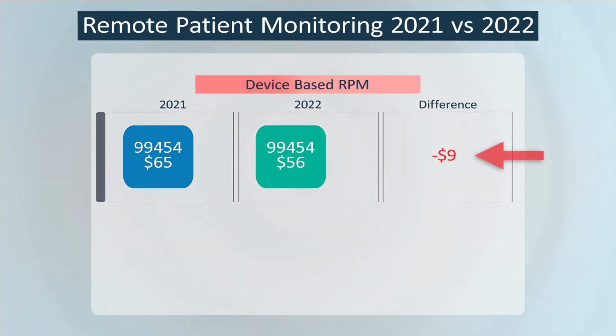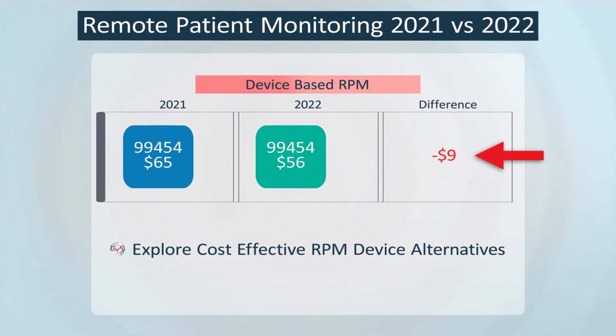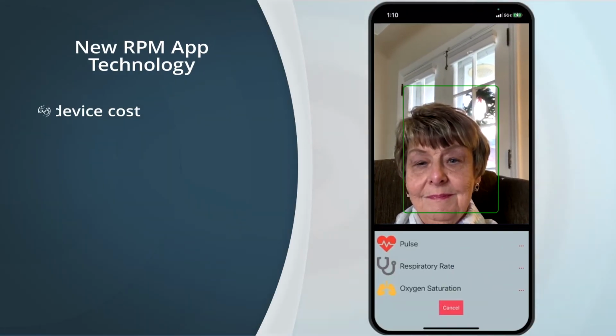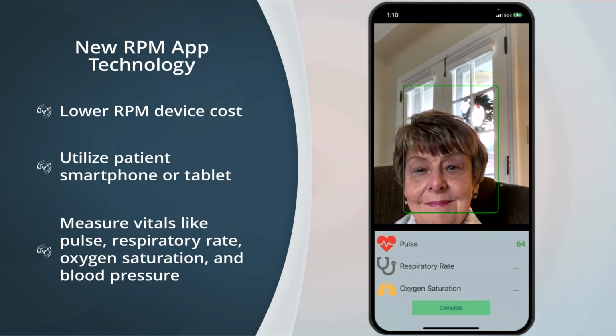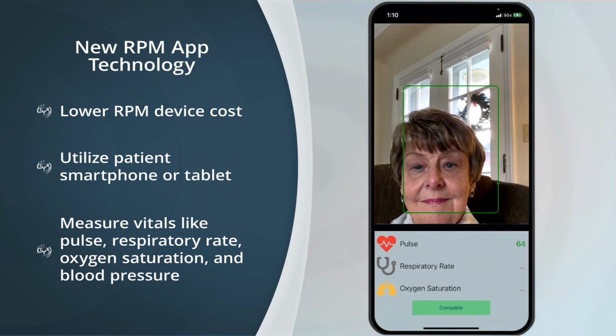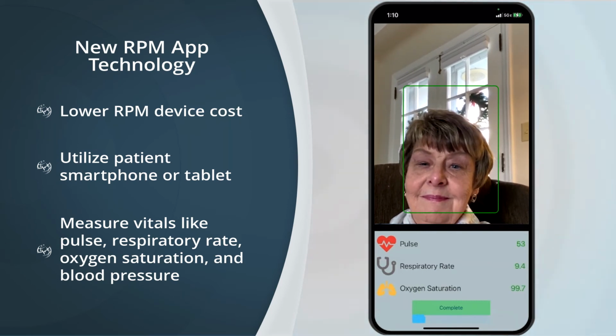Finally, the supply device code is the one that dropped the most between 2021 and 2022. So one way to help offset this cost is to look for better cost-efficient alternatives for the devices that you use. We always recommend cellular devices and high-tech devices that can share readings instantly, but there's new technology coming out that allows you to use patient apps and portals. These apps can use the patient's existing smartphone or tablet, and you would simply purchase a license for them to take their vitals from home. This could be a cost-effective alternative to help you offset some of that lower reimbursement rate.